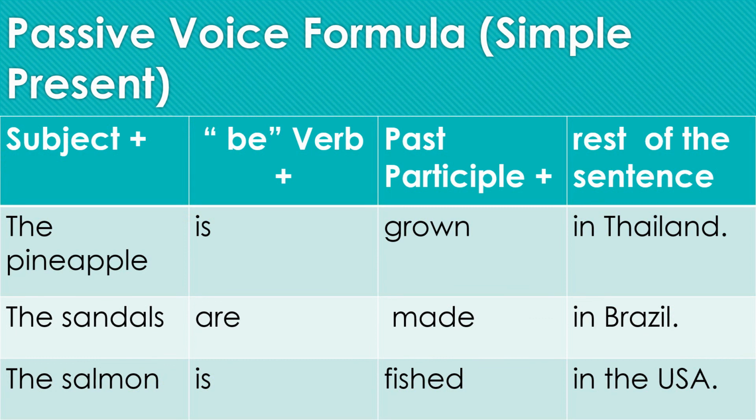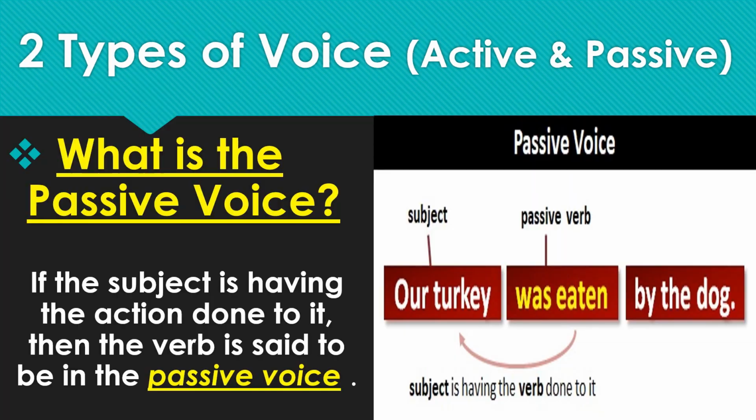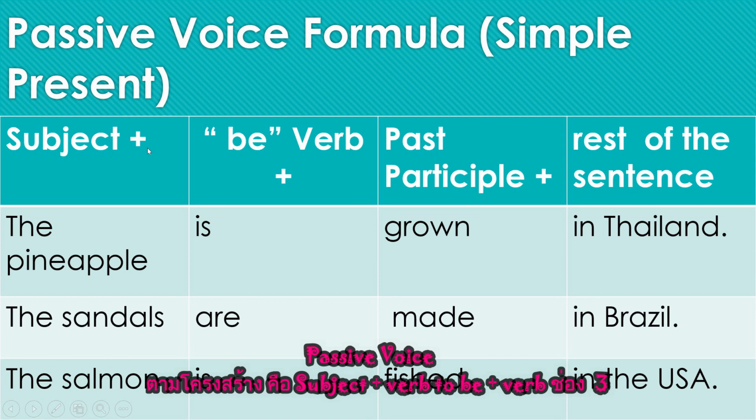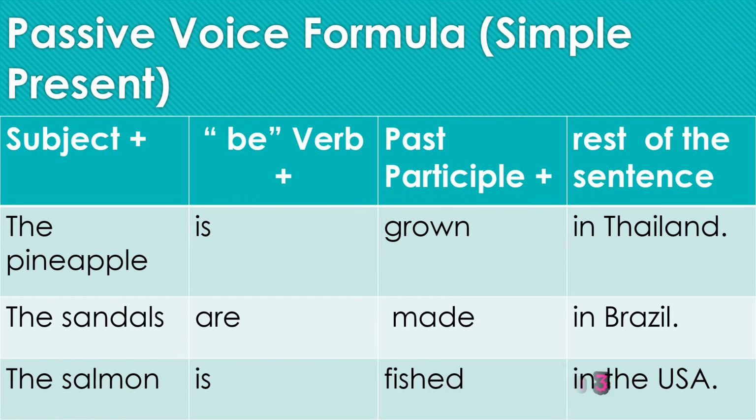Okay, now let's go to the passive voice formula. Now, how can passive be done, or what's the form of the passive simple present? So we have the subject plus verb to be or be verb plus past participle. The past participle is the V3. We have V1, V2, and V3. We have verb 1, verb 2, and V3, right?